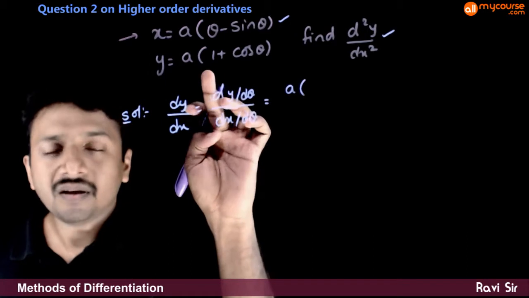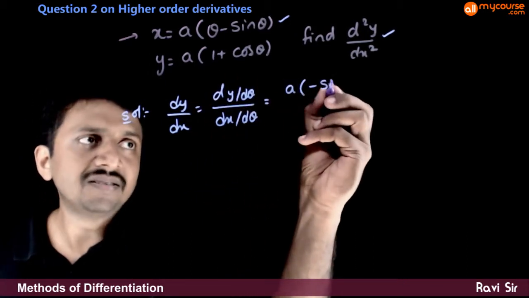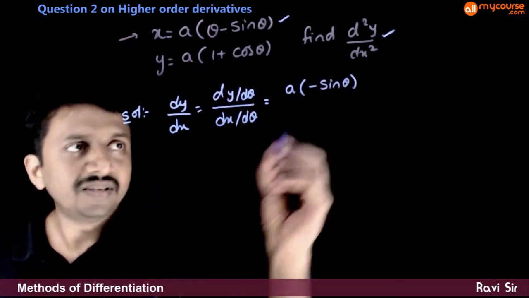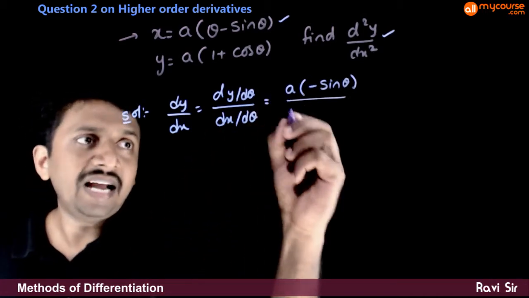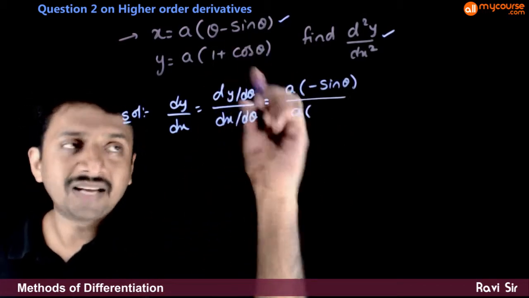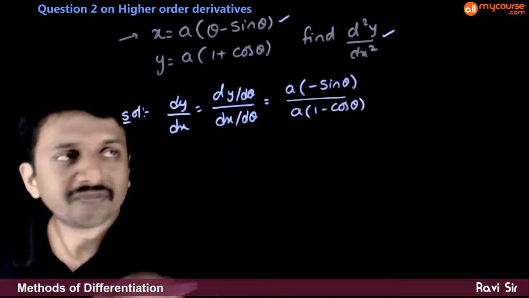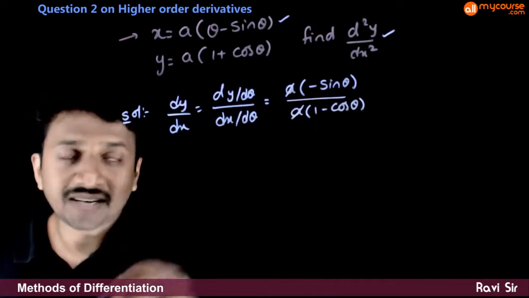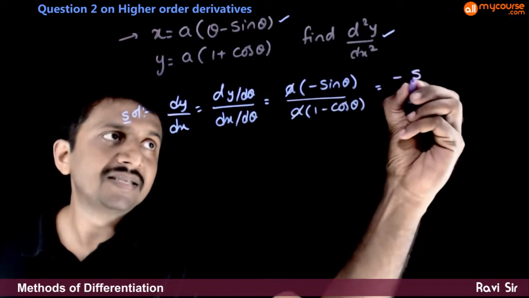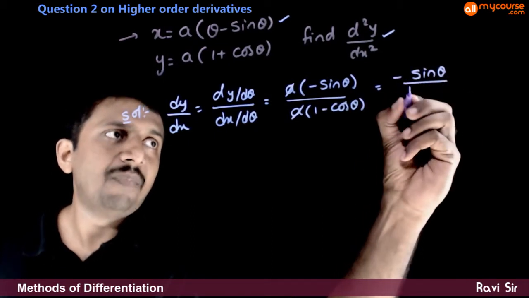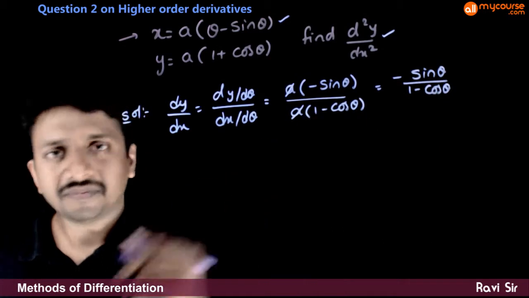So what is dy by d theta? A times 1 plus cos theta's differentiation is minus sine theta, divided by a times theta minus sine theta's differentiation, which is 1 minus cos theta. So a and a get cancelled. You get minus sine theta by 1 minus cos theta.